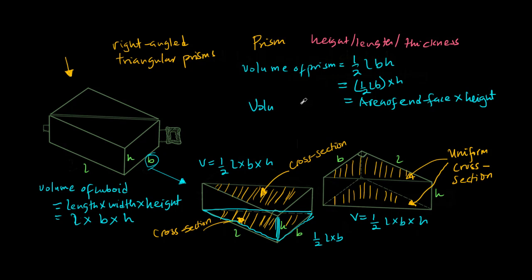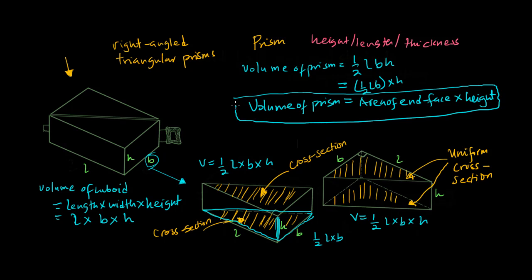So for the volume of any prism, the volume of any prism is given as the area of one of the end faces times the height. This is one of the end faces. So to find the volume of this prism, I'll just find the area of this face, then multiply it by the height or the thickness. This is the height here also. So I'll find the area of one of the end faces, maybe the area of this portion, then multiply it by the height, and I'll get the volume of the prism.